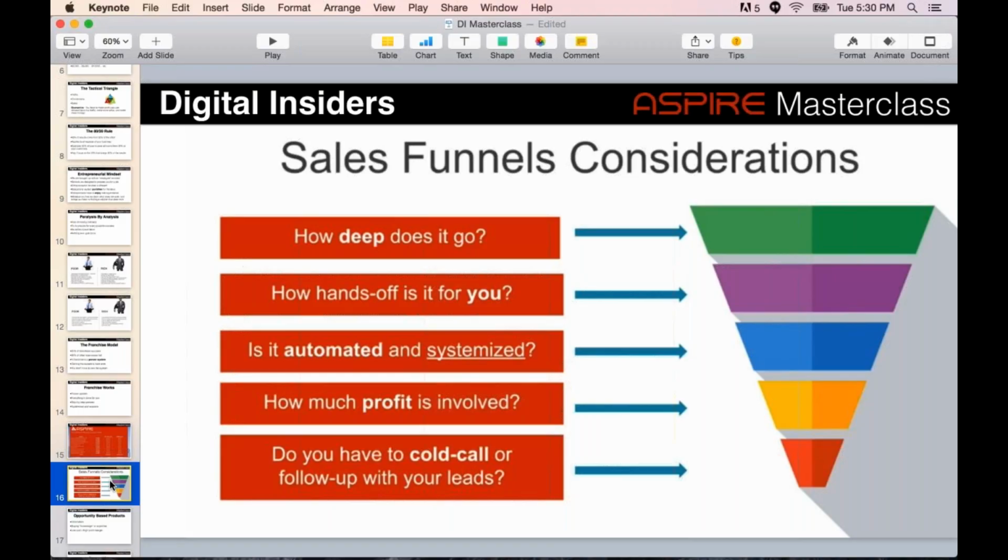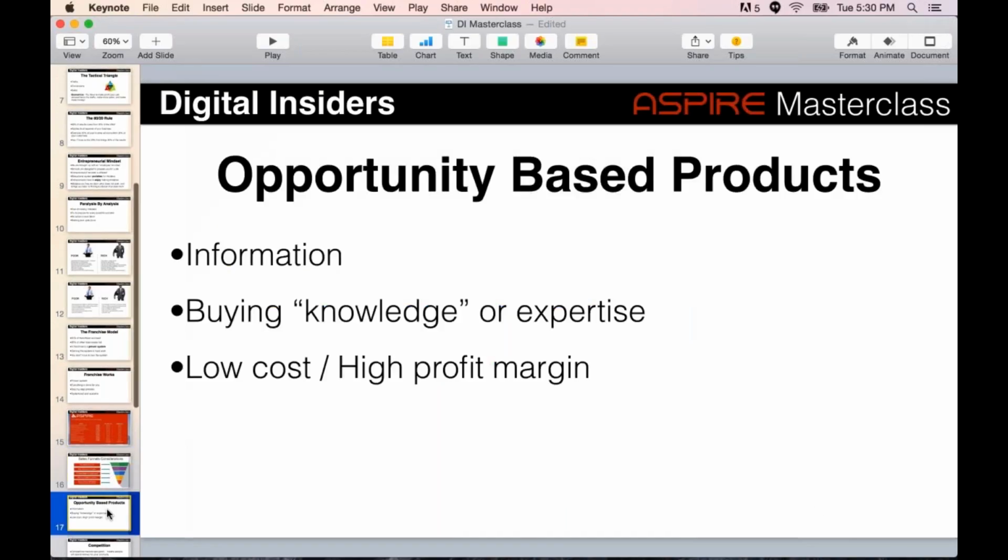How much profit is involved? Is all your traffic paying for itself, or are you having to come out of pocket for that? Do you have to cold call people? Do you have to follow up with your leads manually, or do you have a system in place that does that for you? All of those things are going to help lead to having a successful business that essentially runs itself 99% of the time.